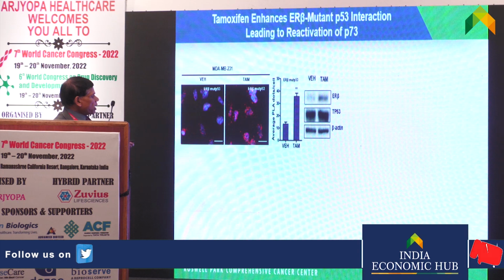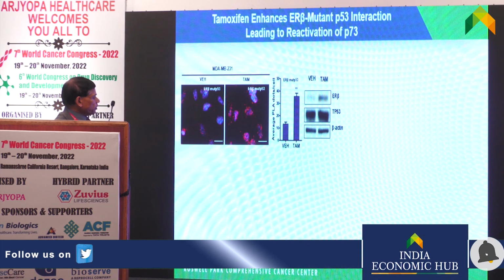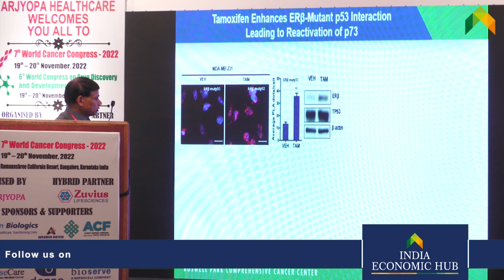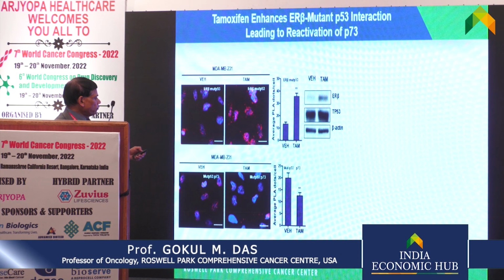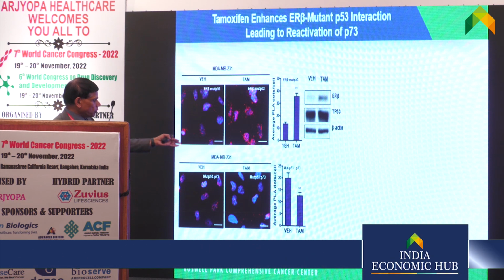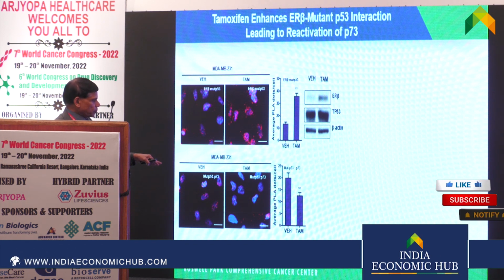And then subsequently we asked what's the effect of some of the ligands, the main ligand being tamoxifen, for example. So when you use tamoxifen, what you can see here is that estrogen receptor beta P53 interaction is increased on the right panel here, whereas reciprocally the estrogen receptor, mutant P53, P73 interaction is decreased. You can see the purple dots are lower there. So that's the oncogenic interaction that's disrupted.